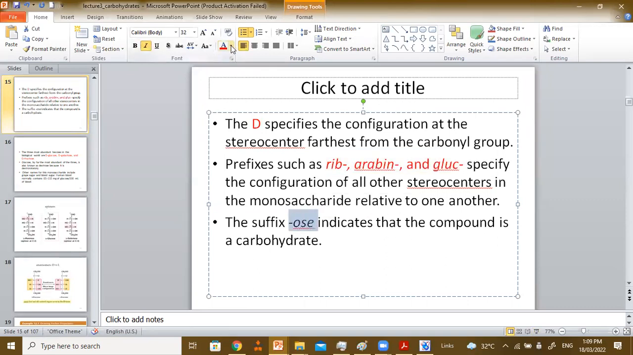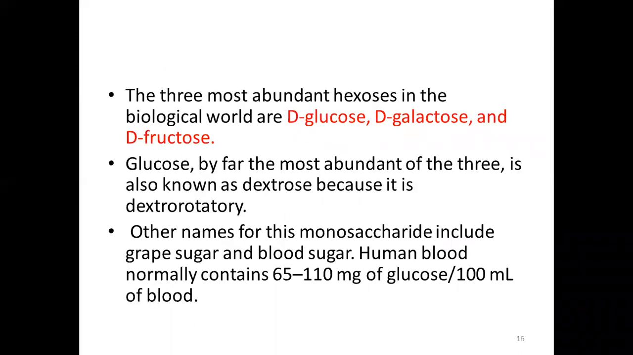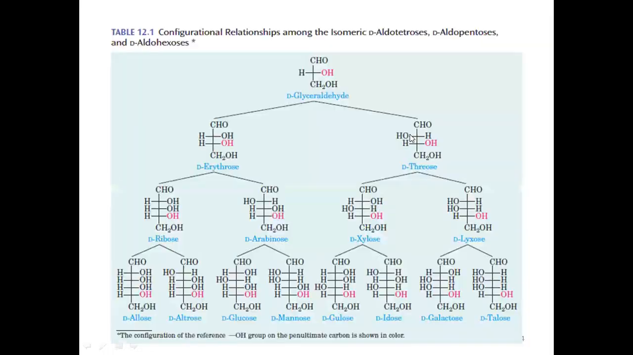Okay, so you just have to remember whenever we talk about aldose, it's a monosaccharide, a carbohydrate with an aldehyde in it, and -ose because it's a carbohydrate. So the three most abundant hexoses are D-glucose, galactose, and fructose. When you say hexose, it's a 6-carbon monosaccharide, hex. You have the glucose, galactose, and fructose.